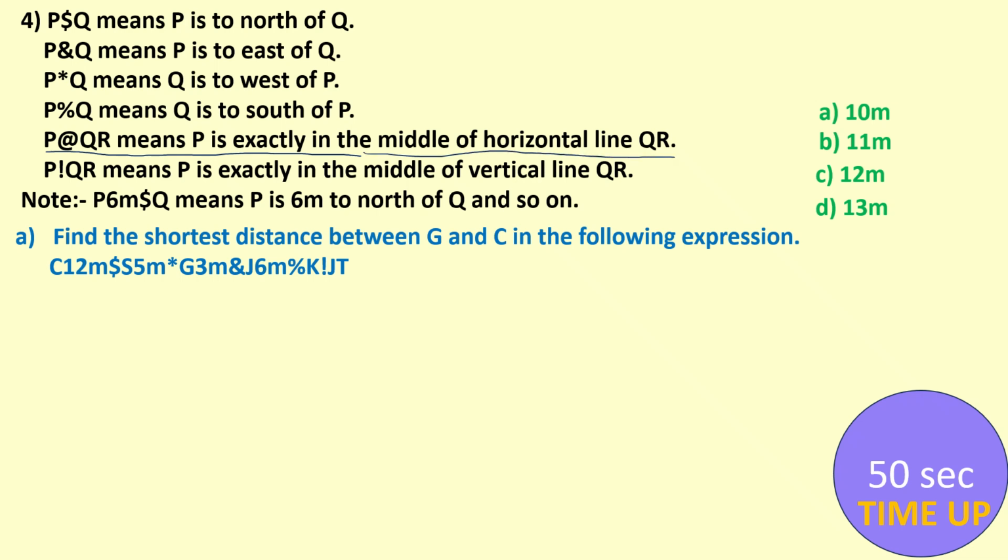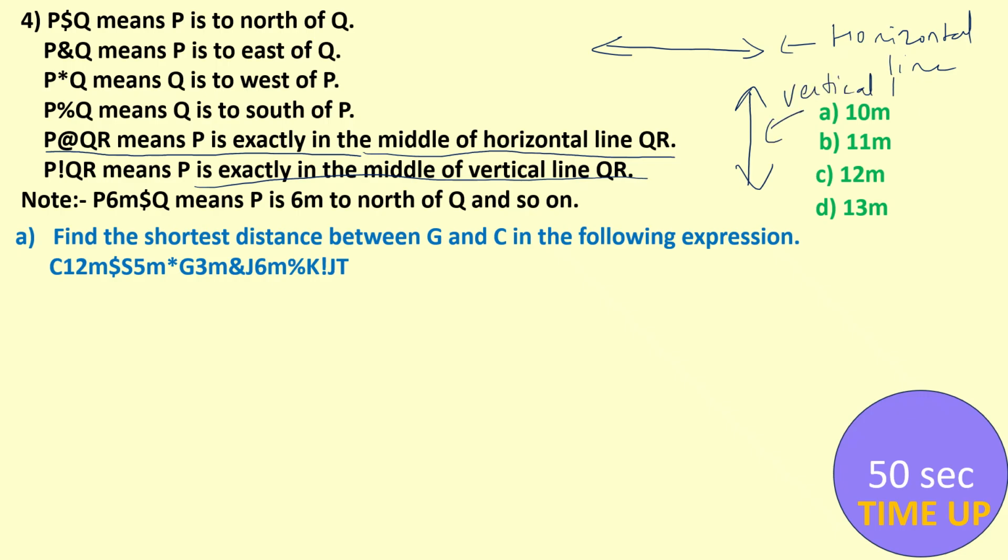First of all, you need to know what is a horizontal line. Horizontal lines are this. These are the horizontal lines. Okay. And here in the next thing, they have given P is exactly in the middle of vertical line. Vertical line means this. Okay, this is your horizontal line. Okay, and this is your what? Vertical line. Okay, need to know this. Okay, this is the basic.